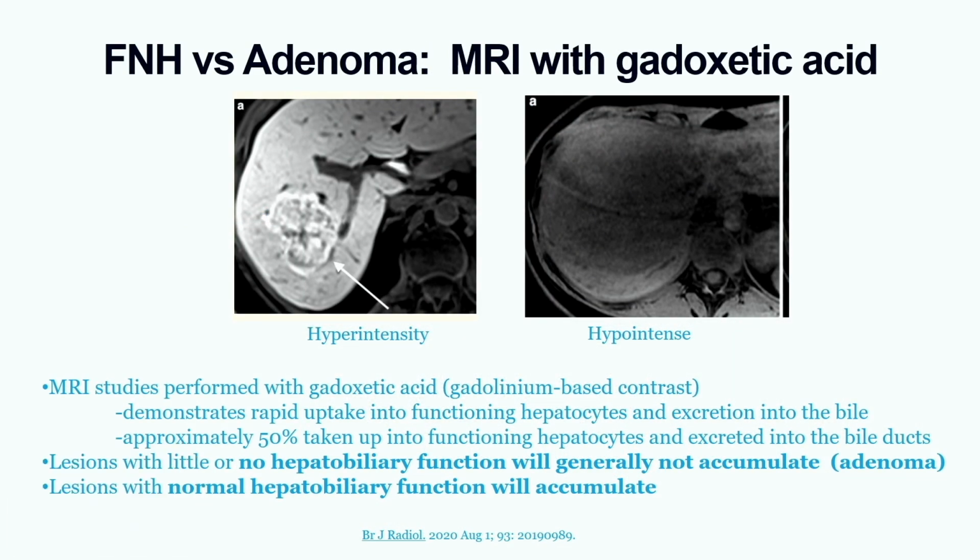exactly, FNH, look at the contrast. If you do an MRI with a gadolinium-based contrast, there are lesions with no hepatobiliary function. Guess which one is that? It's the adenoma. That's showing nothing. It's to your right. And then there are lesions with normal hepatobiliary function that will accumulate. Bingo. You make the distinction. Relax to the left, don't relax to the right.